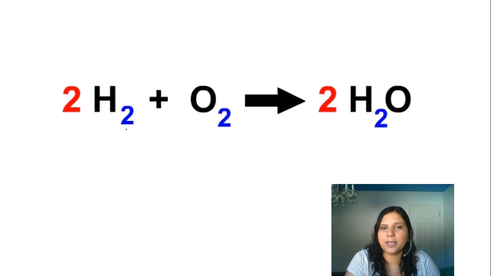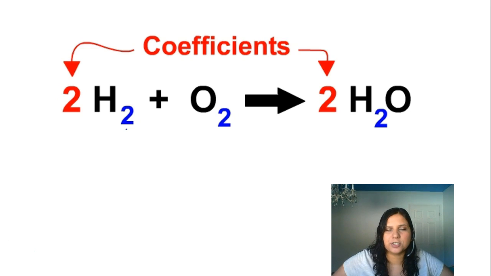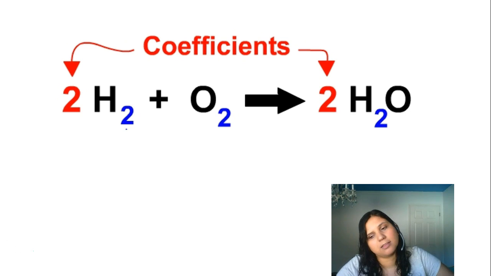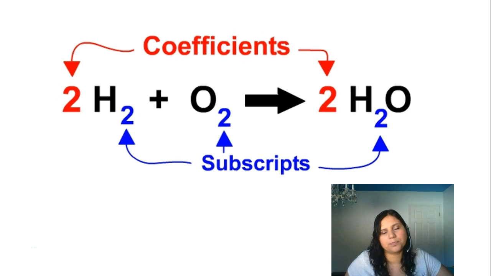Okay, take a look at this reaction and see if you can figure out first the coefficients and the subscripts. Okay, so you can see the coefficients are in red and the subscripts are in blue. Now, do you think you can tell me what the ratio would be?